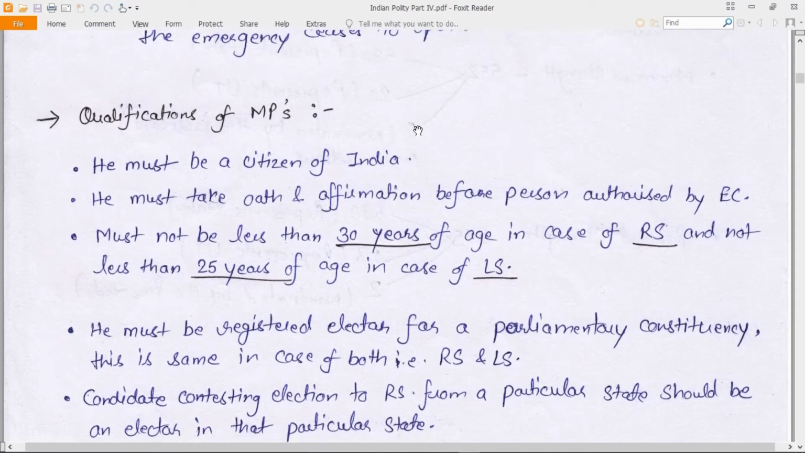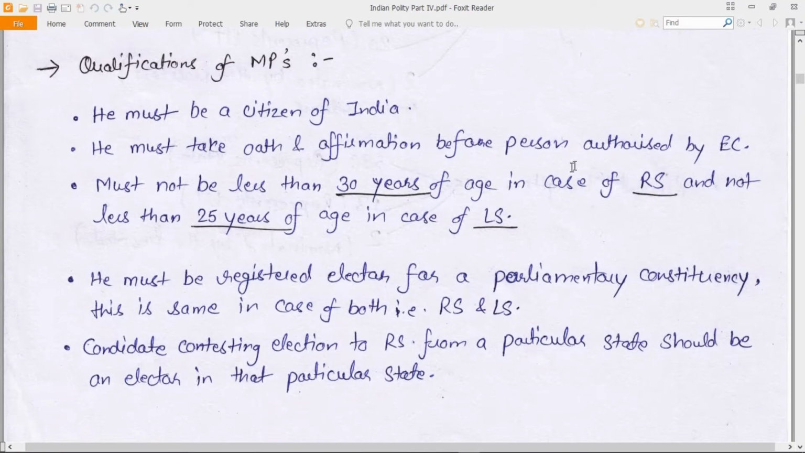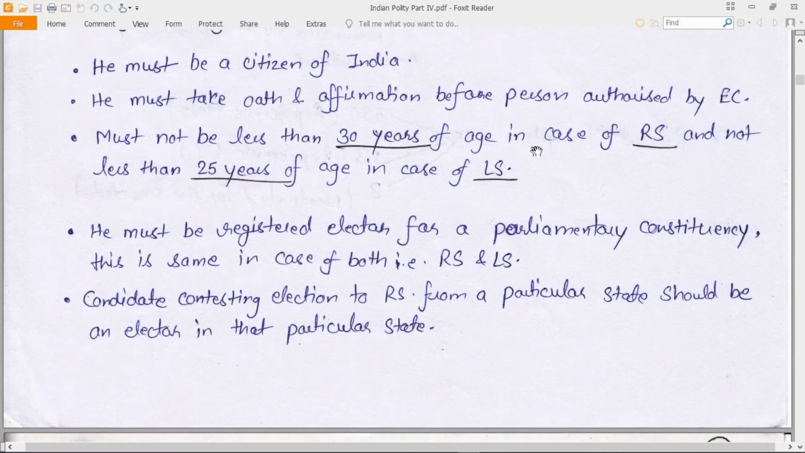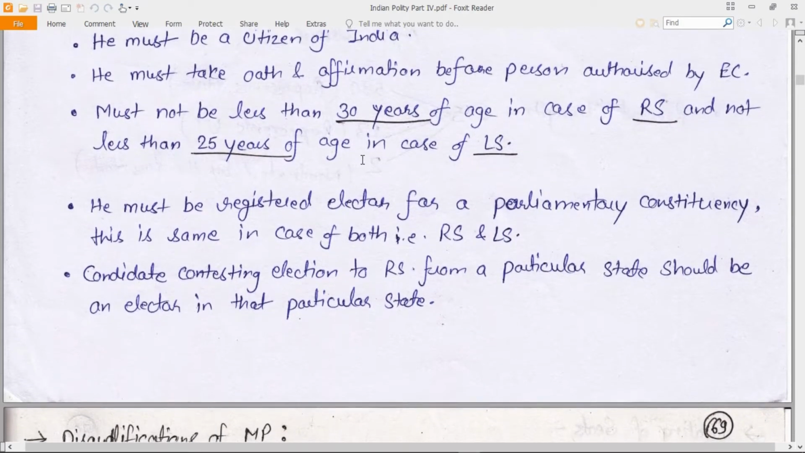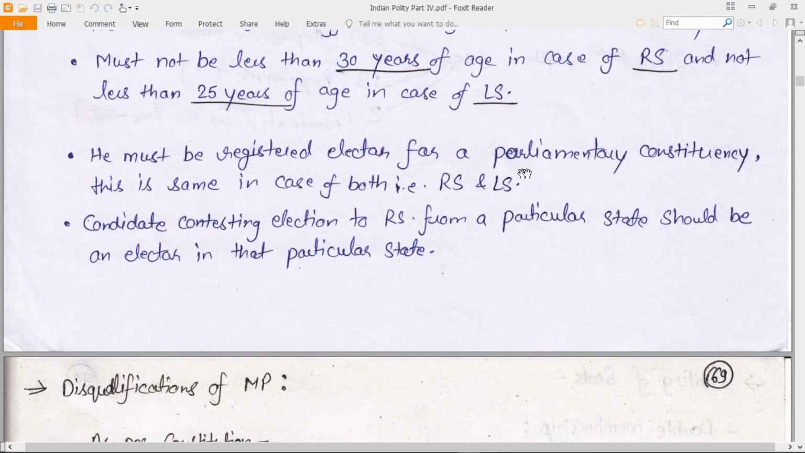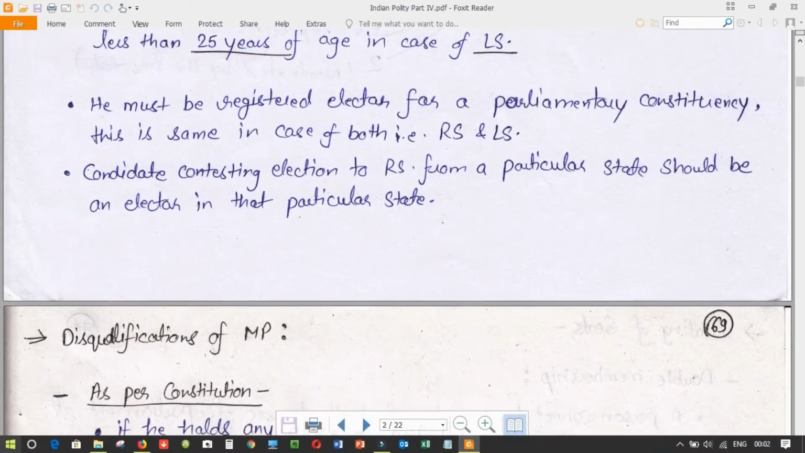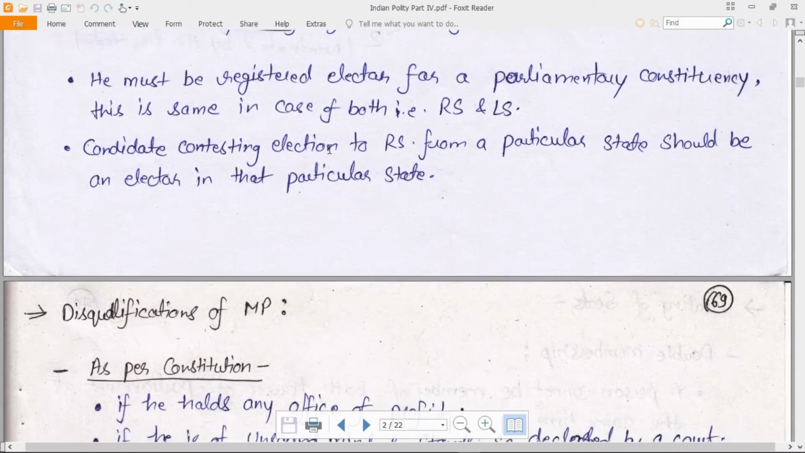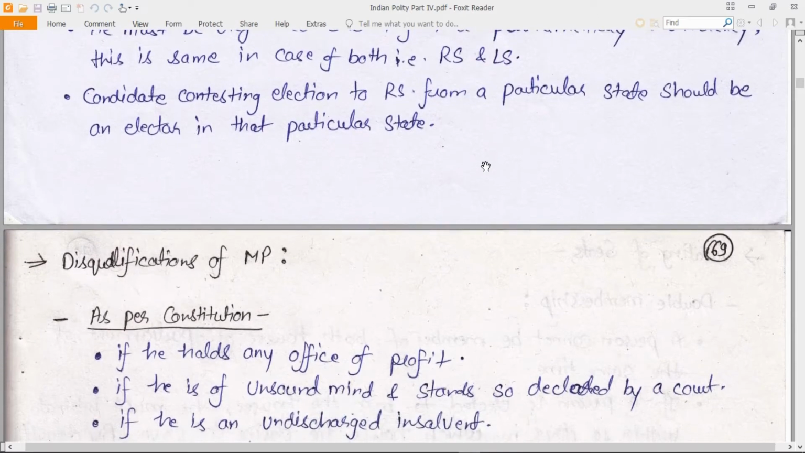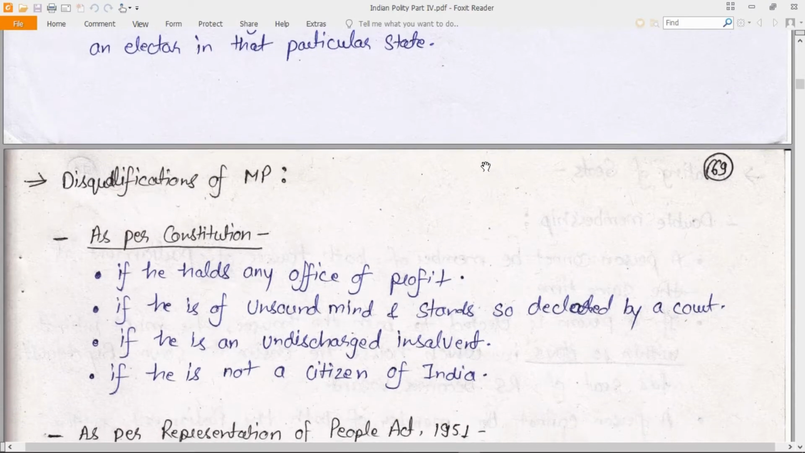Now, what are the qualifications of an MP? He must be a citizen of India. He must take oath and affirmation before a person authorized by the Election Commission. He must not be less than 30 years of age in case of Rajya Sabha and not less than 25 years of age in case of Lok Sabha. He must be registered as an elector for a parliamentary constituency. This is the same in the case of both Rajya Sabha and Lok Sabha. A candidate contesting elections to Rajya Sabha from a particular state should be an elector in that particular state. This is important.